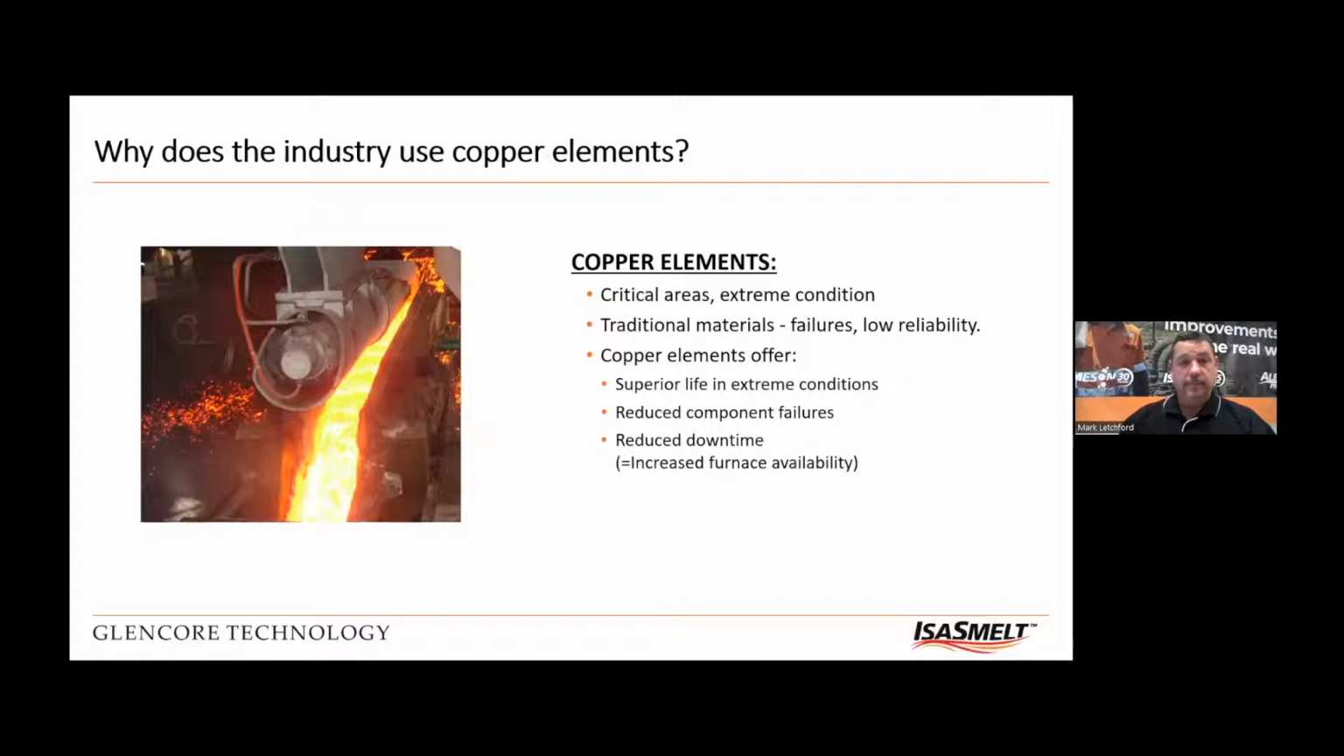So why does industry use copper elements? Well, in the furnaces, there are critical areas where extreme conditions prevail. And often this is a bit too much for traditional materials. So that can result in high failures and low reliability. The copper elements, though, offer superior life in those extreme conditions, reduced component failures, and reduced downtime. So that's better furnace availability and better productivity as a result.